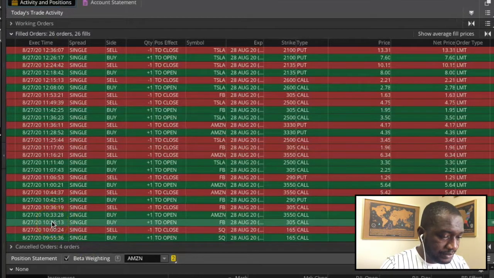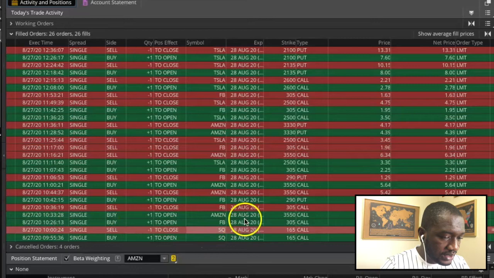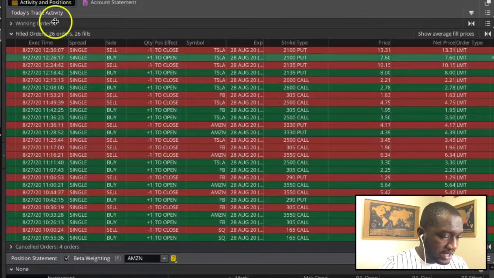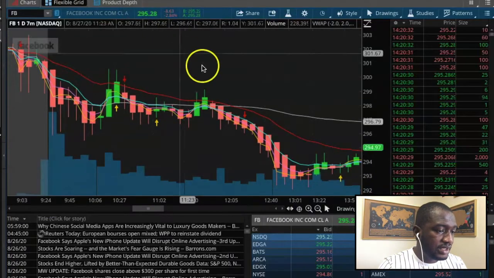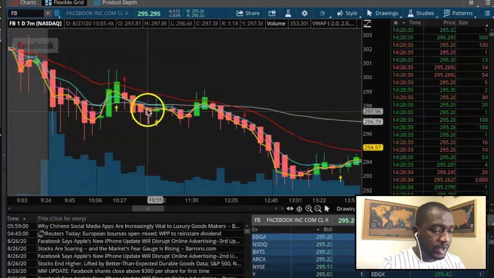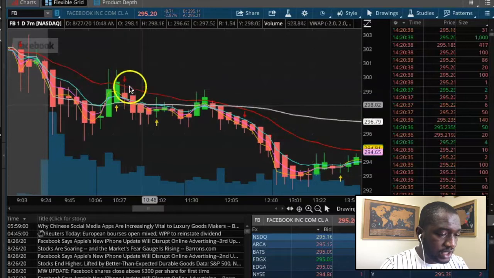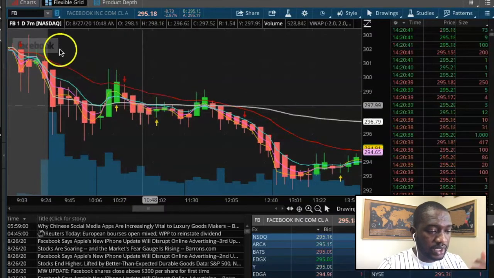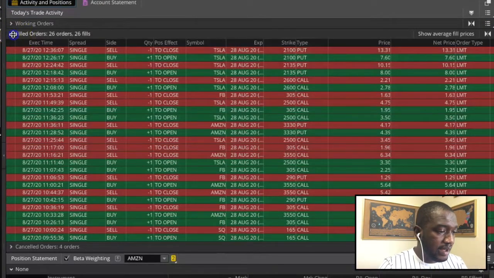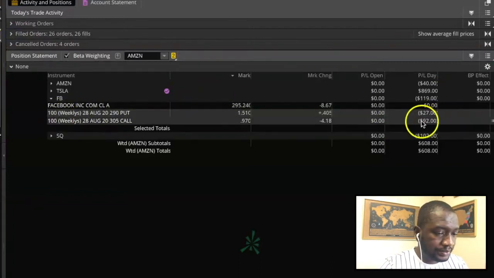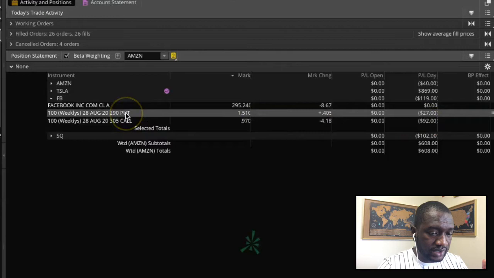Where was it? Right here. It was at 10:26, and I got out of the trade at 10:36. So I waited a bit for it, and yeah, it just didn't work. So that's what made me take that big L, that big loss on this right here.